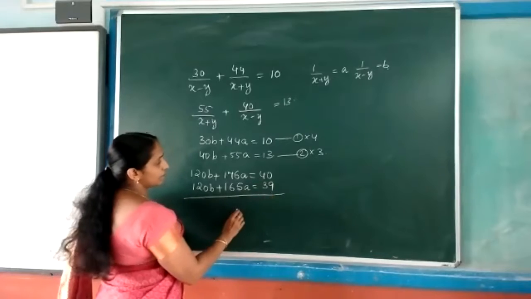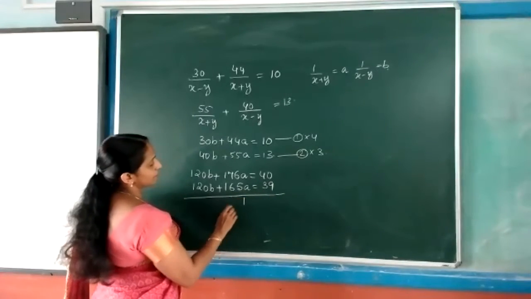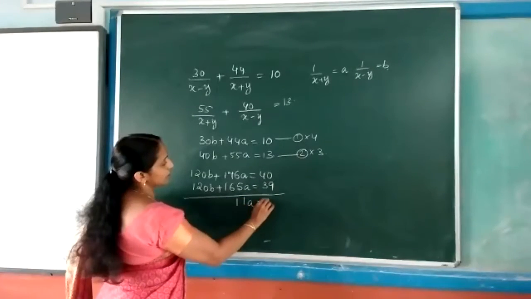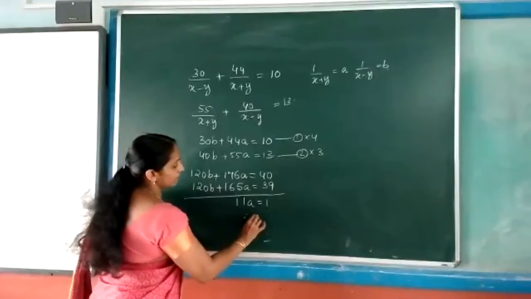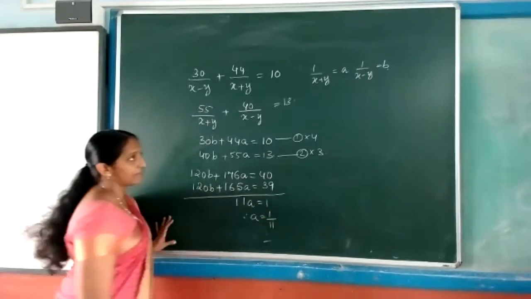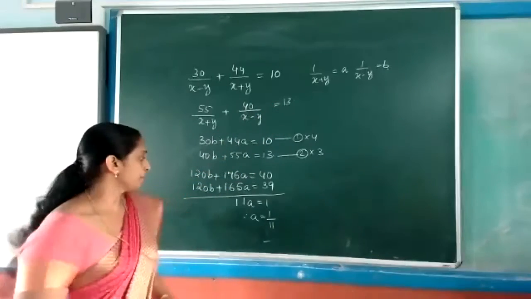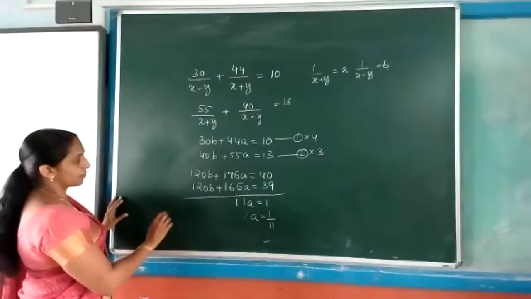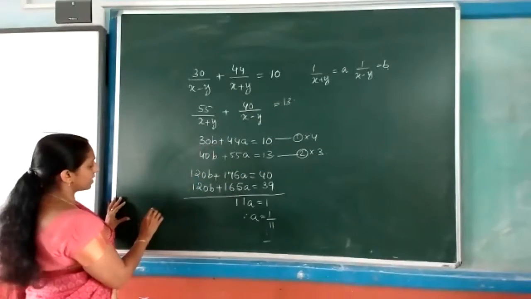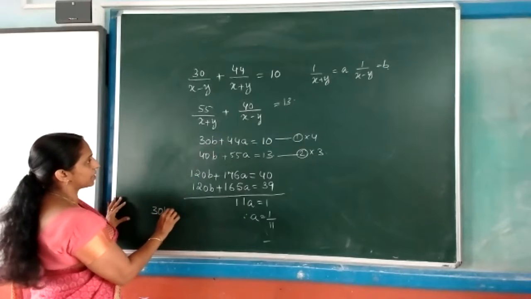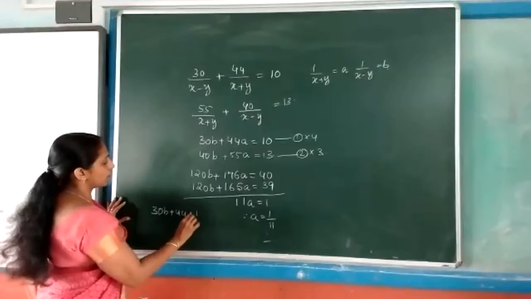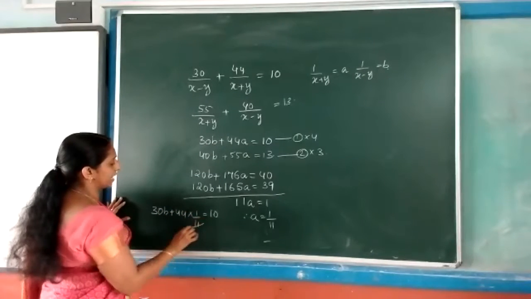Subtracting, you will be getting 11a is equal to 1. So a will be equal to 1 upon 11. And you have to substitute there. Okay, a you are getting as 1 upon 11. Substitute in any of the equations. 30b plus 44 into 1 upon 11 is equal to 10.